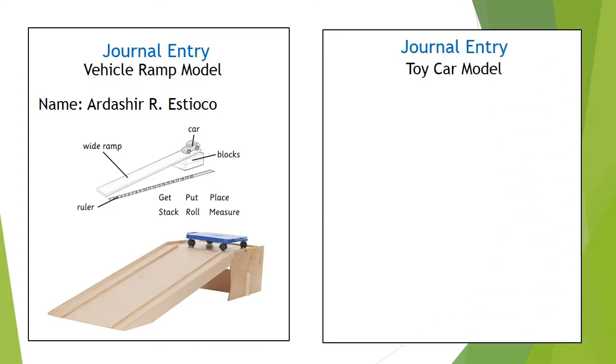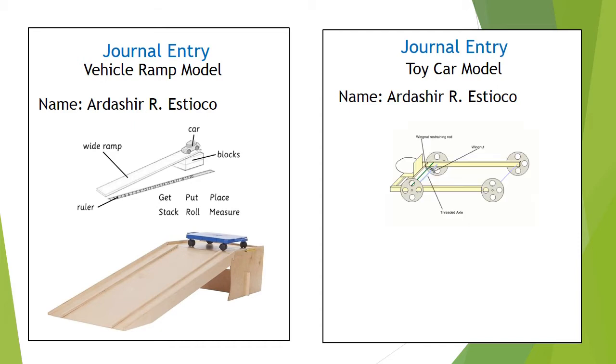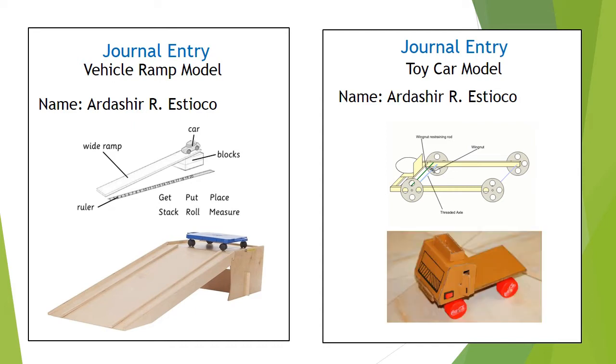And then you can have the toy car model. I am sure that this will be fun for the learners, especially the boys. So we develop fun in learning in doing this activity. We have the blueprint and its parts, and then we have the final output. So this is an example of a journal entry.